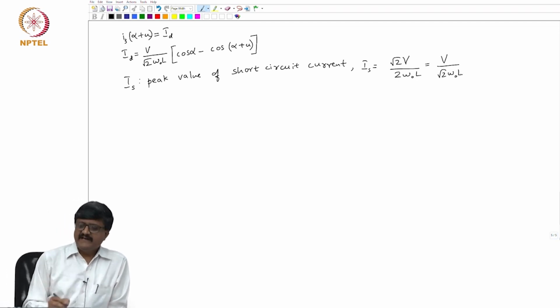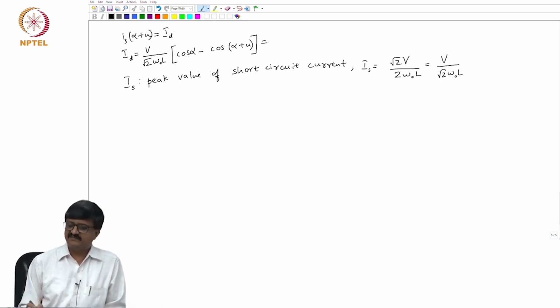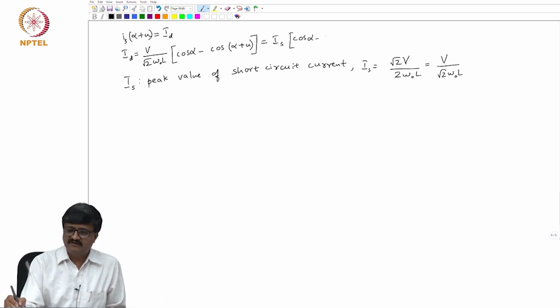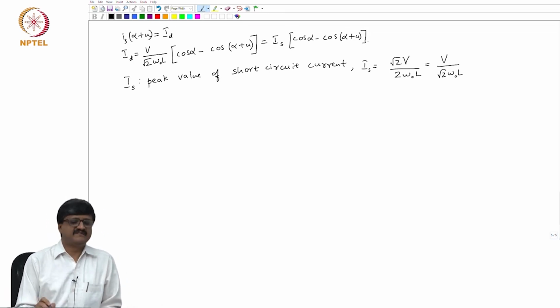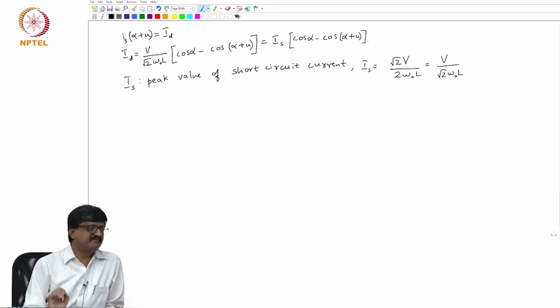So, I can write ID in terms of IS, that is what I am saying. I can write this previous expression as IS into cos alpha minus cos alpha plus u. This is just for the sake of simplifying the notation: instead of every time writing V by root 2 omega OL, I just say IS, and IS has some meaning.